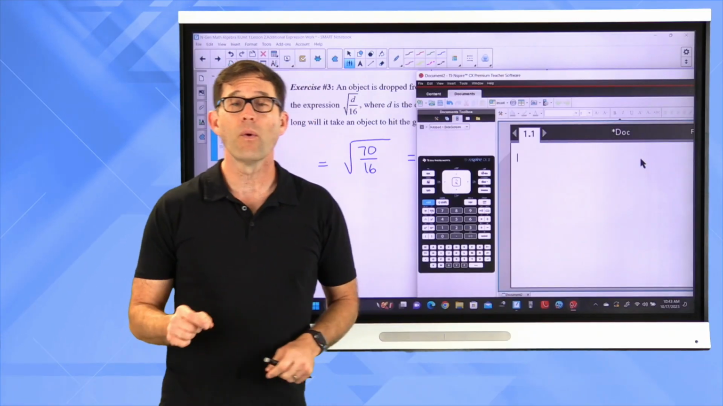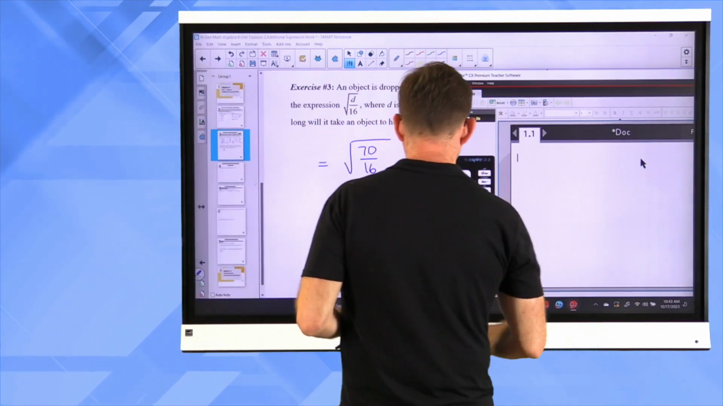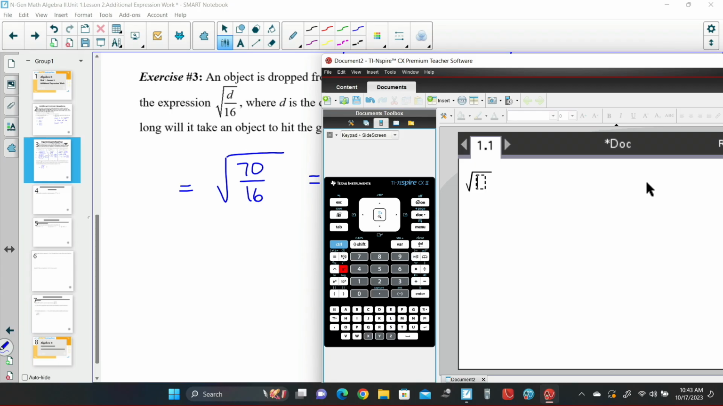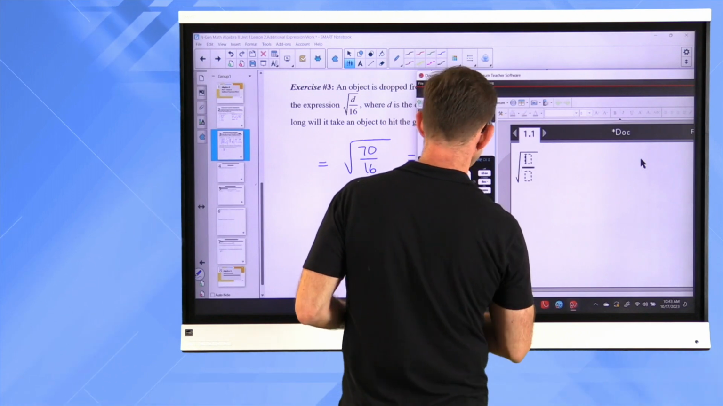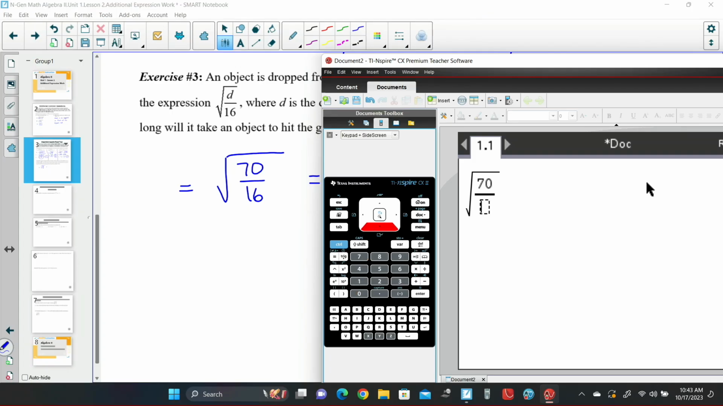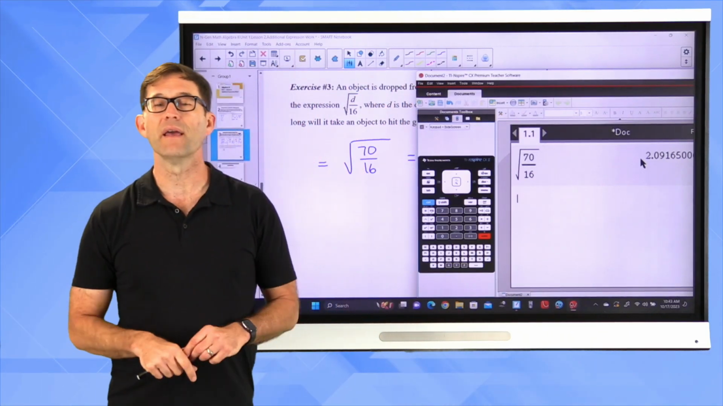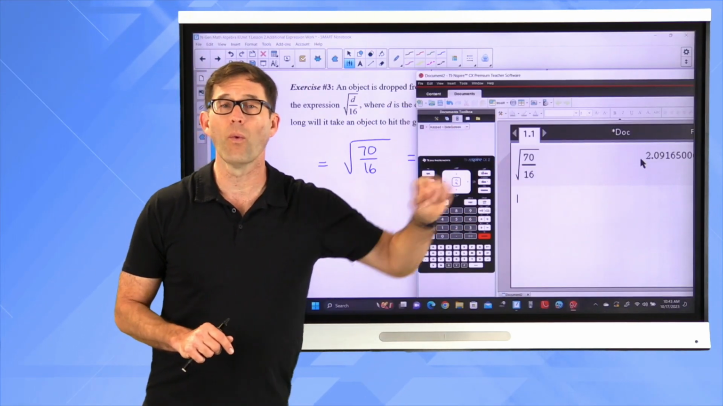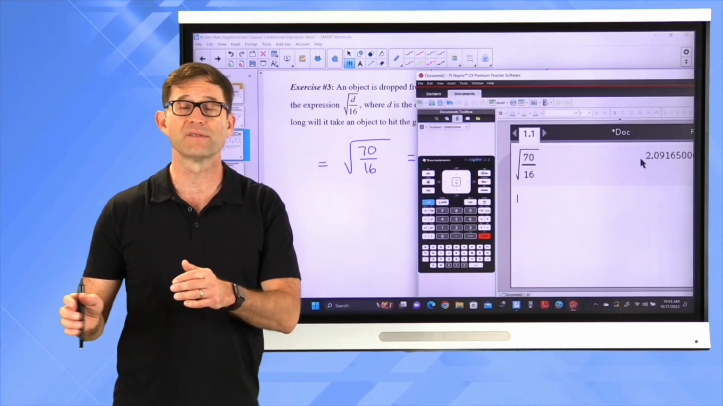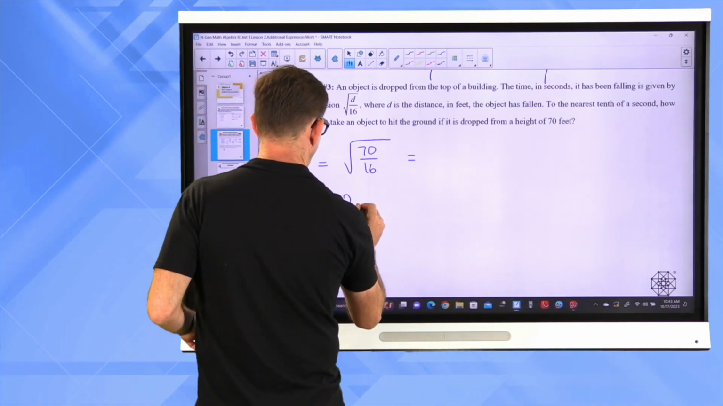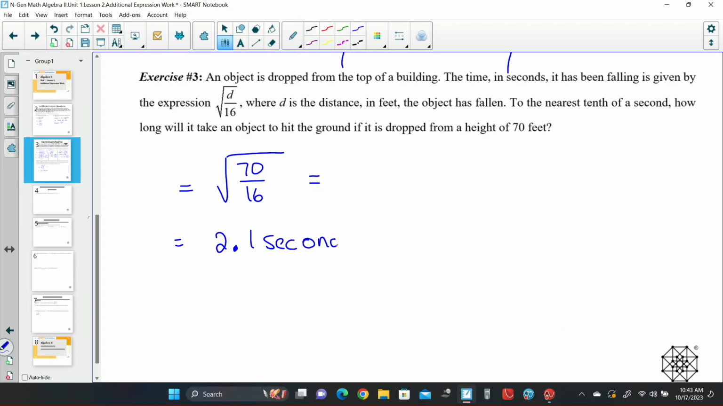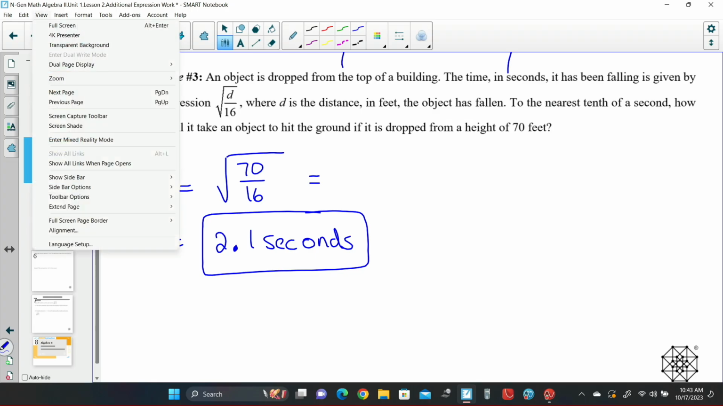All right, what I now want is the square root of 70 divided by 16. I can put in my square root symbol. The TI Inspire is quite nice because you can actually use the fraction bar on it if you so choose. So I can put in a fraction and hit enter. It looks like to the nearest tenth of a second, it's going to be 2.1 seconds. It's 2.09165, etc. But we can say that that is 2.1 seconds. All right. Let's go back in full screen.